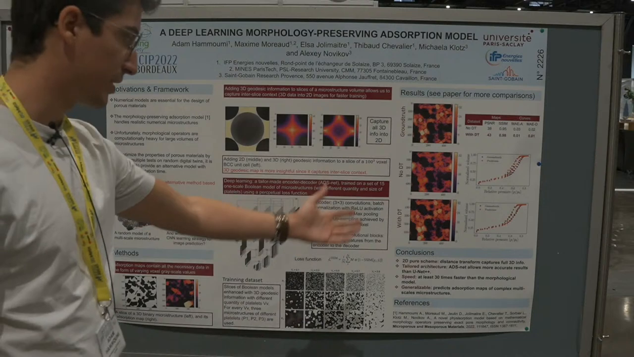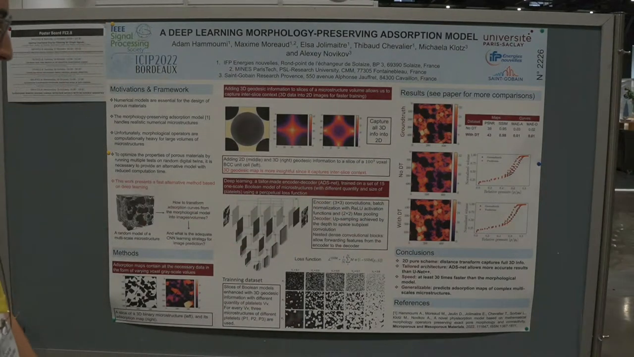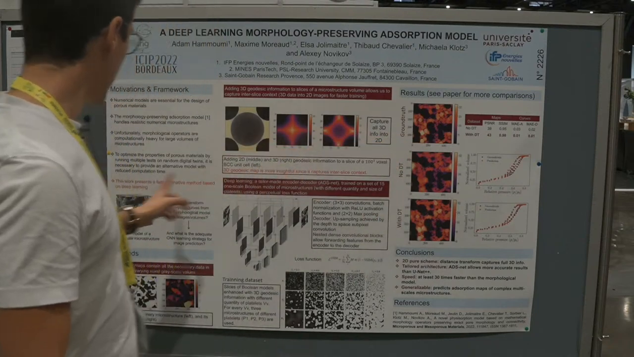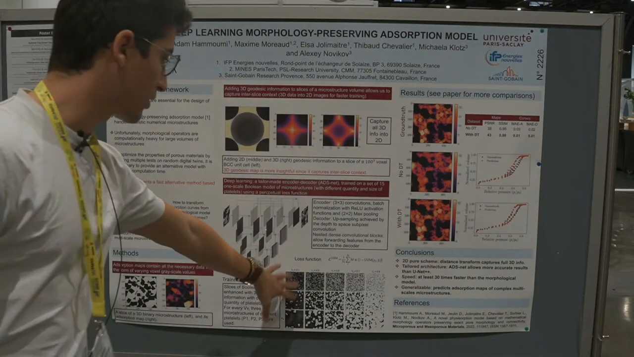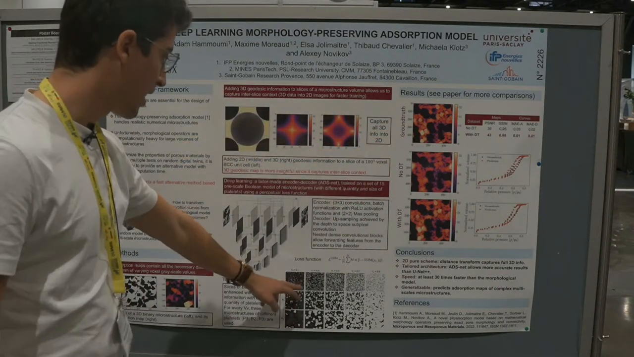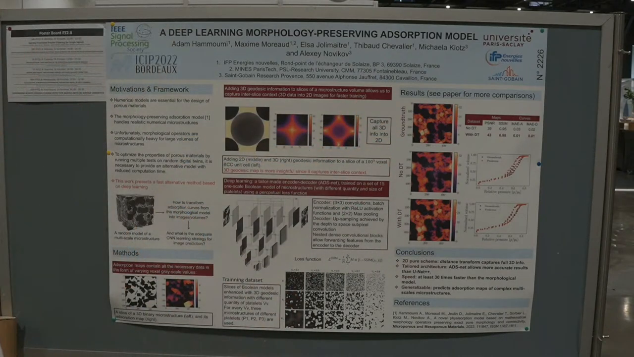And of course, we have validated our model on a more complex model than the model that we have trained on, which is a Cox model, which is a two-scale porosity, and the training data was only a Boolean model.